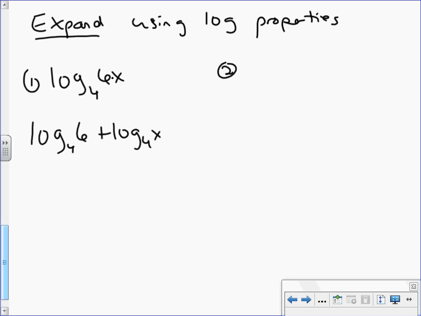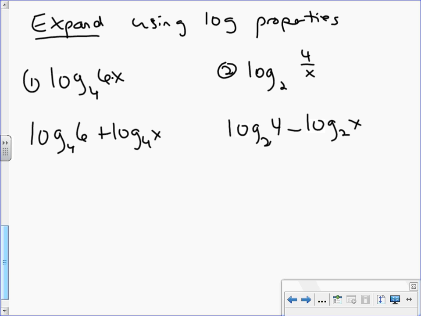Okay? Take a look if you get all numbers and ask yourself, is that one that I should be able to do in my head? 4 to what power gives me 6? Not one I should just be able to do in my head. Agreed? So we're just going to leave it like that. The second one. Log base 2 of 4 over x. Okay? So which property am I going to use? Where I switch it to addition or where I switch it to subtraction? Subtraction. So log base 2 of 4 minus log base 2 of x.